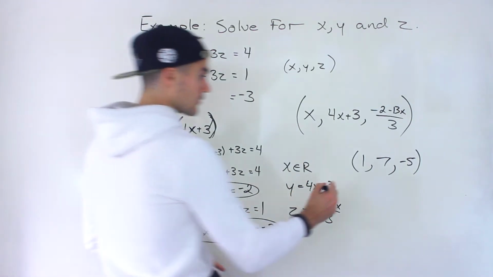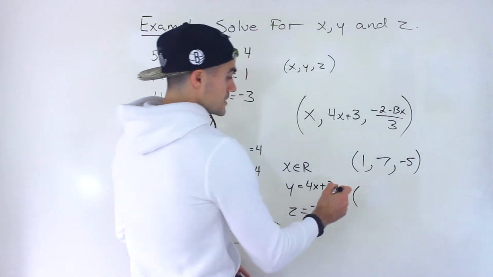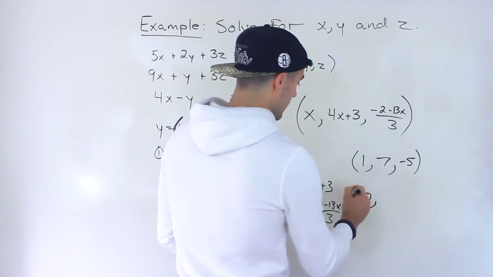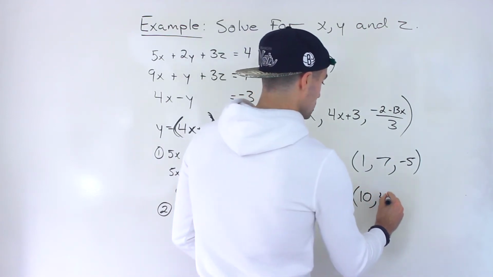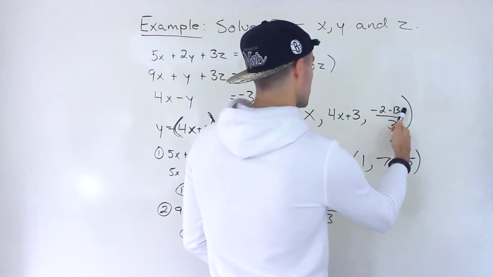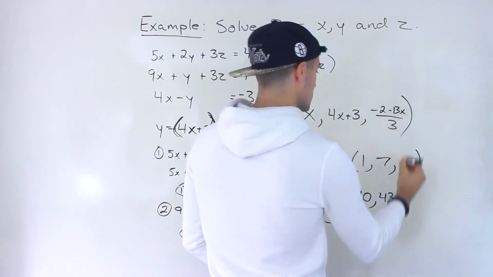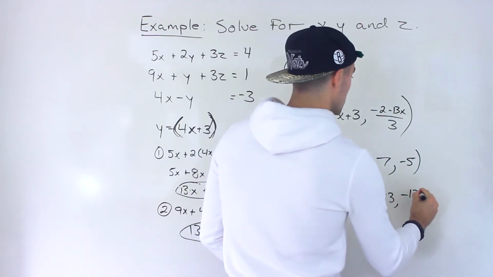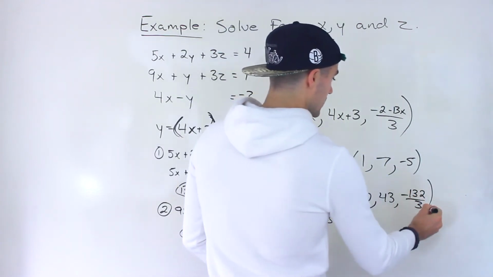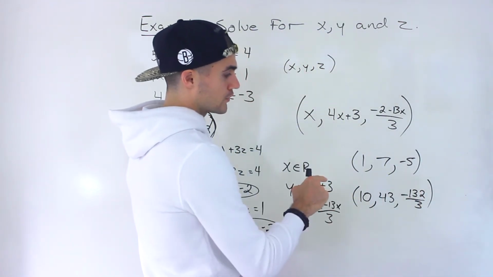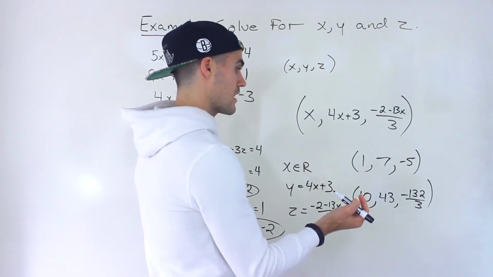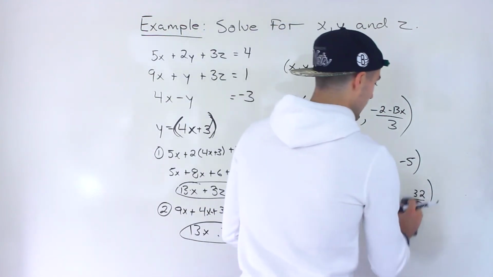Or let's say we picked another random x value. Let's say we picked 10 for x. Well, then the y value would be 4 times 10 plus 3, which would be 43. And then over here, we'd have negative 2 minus 13 times 10, so negative 130. So we'd have negative 132 over 3. And then negative 132 over 3, what does that simplify to? That simplifies to negative 44.